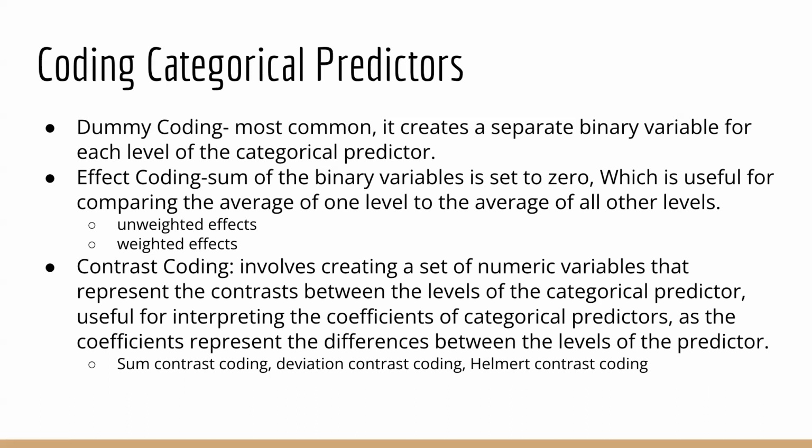We've also got weighted effects coding, and that is when the coefficients are weighted by the number of observations in each level of the categorical variable. This type of coding can be useful when there are some large differences in sample sizes between the levels of the categorical variable. The weighting ensures that the estimates for each level are based on a more representative number of observations. And we've also got contrast coding, which creates a set of variables and compares the means of each group to some reference group. There's multiple different types, like sum contrast, deviation contrast, Helmert contrast, etc.